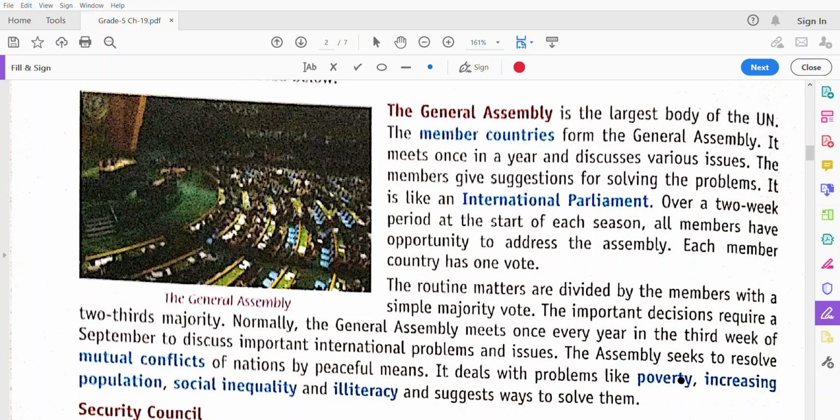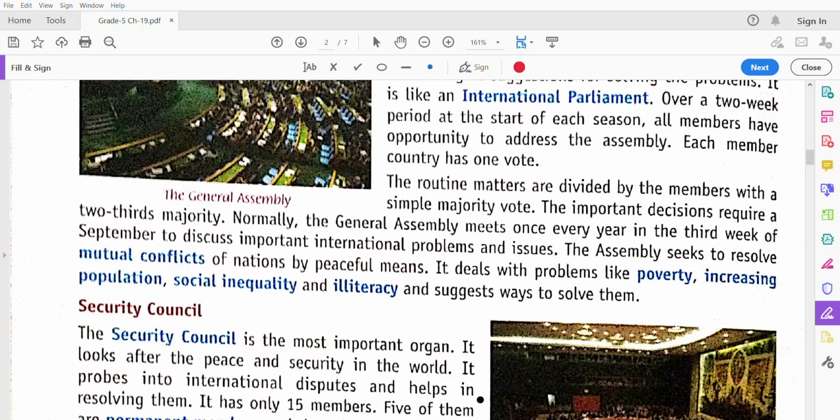Poverty means the people who do not have proper money to spend, do not have a proper lifestyle, and do not have enough to eat. Poverty means garibi. Increasing population means the population is increasing in the world, so how to control that increasing population. Social inequality means rich and poor, etc. And illiteracy is related to education, to educate the people. These problems are discussed and solved in the General Assembly.